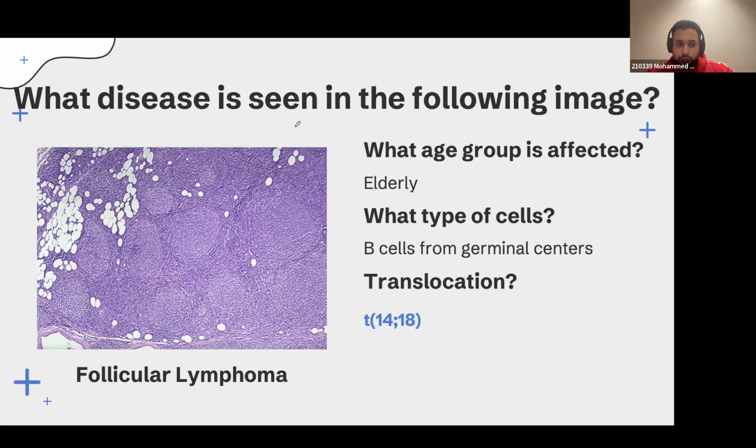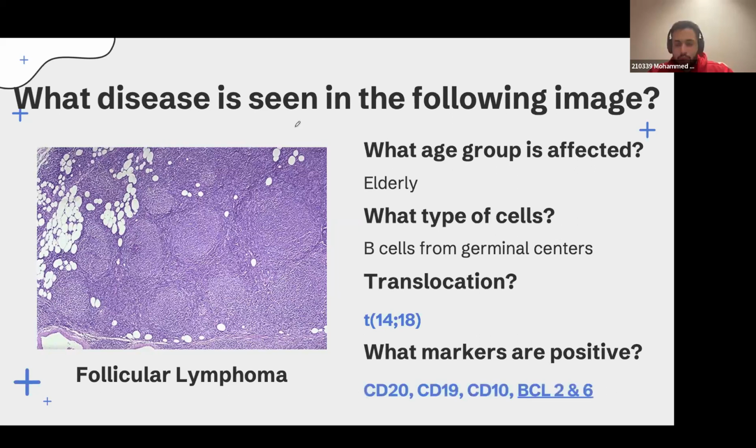Good. Okay. It's 14;18. Now, what are the markers that are positive? Tell me the general markers, and then tell me what two specific markers are positive. Excellent. Someone already said all of it, mashallah. BCL6, CD2, CD10, CD19, CD20. Now, time for me to explain just a very specific concept. Okay. Now, can someone tell me what is the function of BCL2?